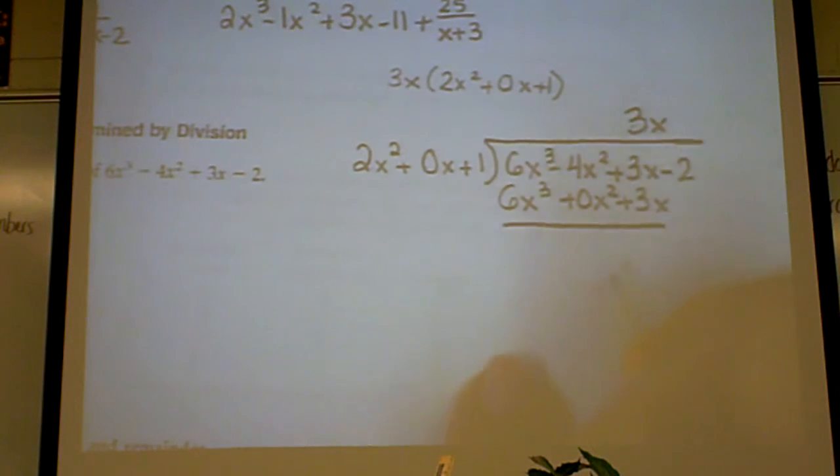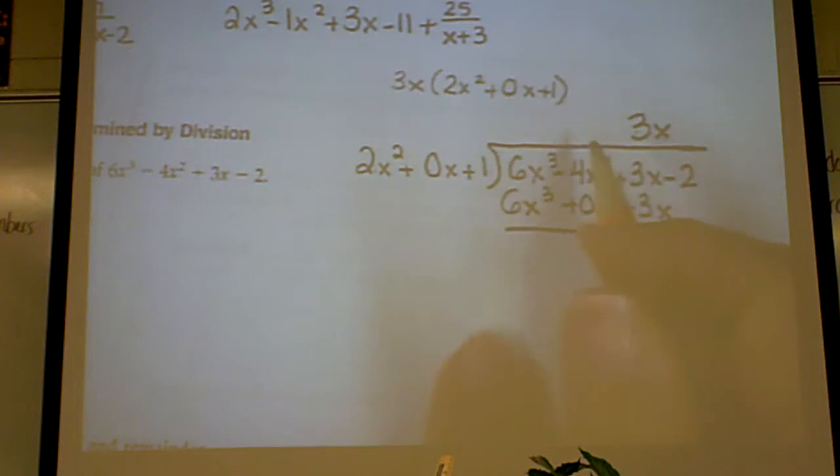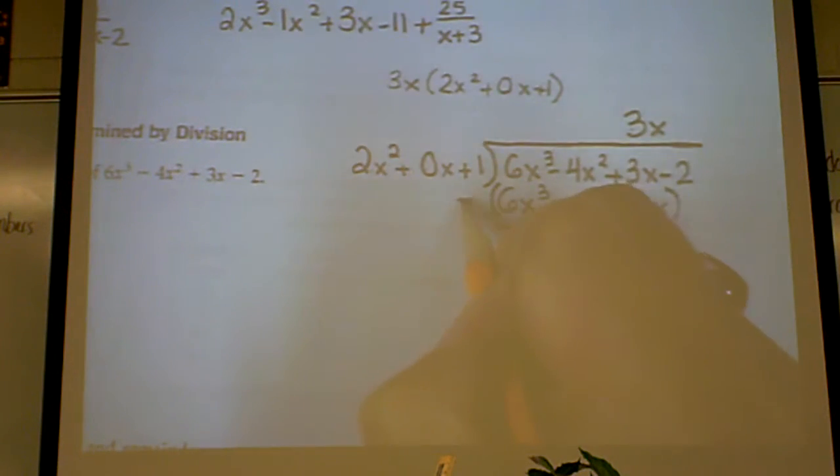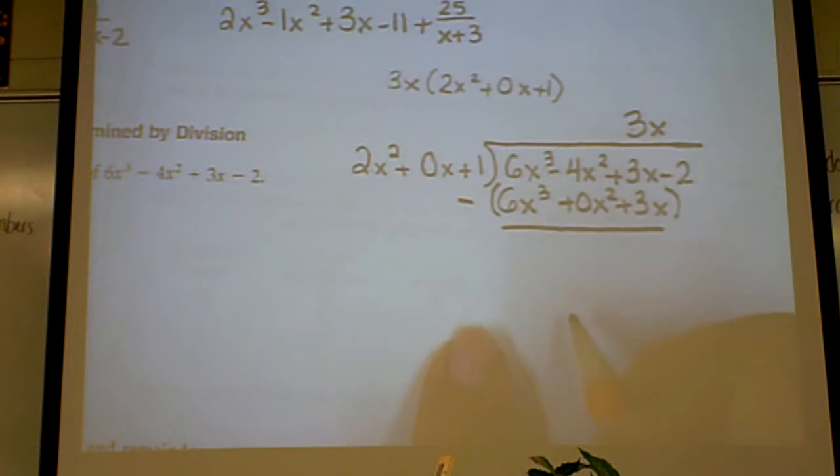What were you told to do with these two terms when you did long division in third grade? You want to subtract them. See, Jordan? Now these will cancel out. 6x cubed minus 6x cubed cancels. Now what's negative 4x squared minus 0x squared? Negative 4x squared. And what's 3x minus 3x? There is no x.